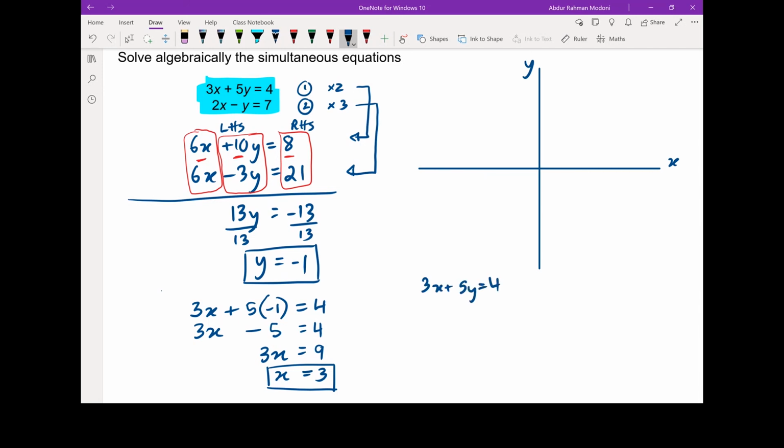If we were to draw that, let's find out where it crosses the x-axis. It crosses the x-axis when y is 0, so 3x plus 0 is equal to 4, therefore x is equal to 4 over 3. So the coordinate that we have here is 4 over 3, 0. Likewise, let's find out where it crosses the y-axis by setting x to 0, and that would give us y is equal to 4 over 5. So 0, 4 over 5 is the second coordinate. So let's go and put that in. 4 over 3, 0. And 0, 4 over 5.